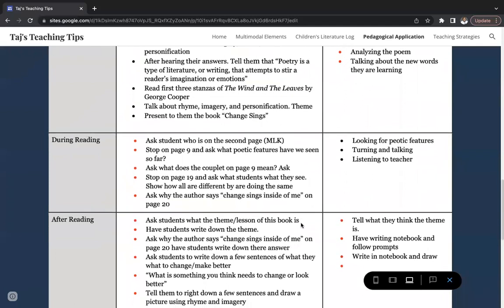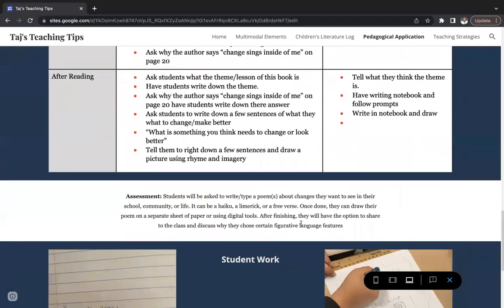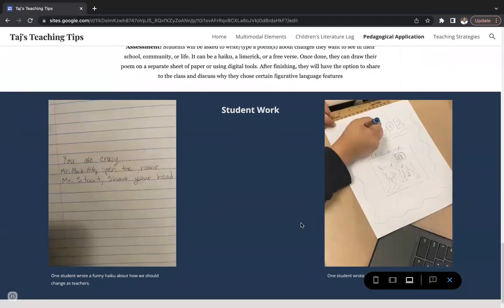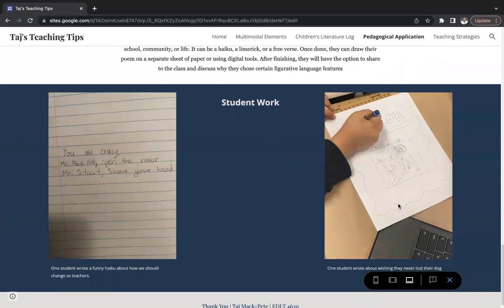Here are some things that I would do before, during, and after the reading. And here's an example of some of the students' work that they've done after, where they would write haikus and free verse poems, and sometimes even limericks, about things they want to see changed.